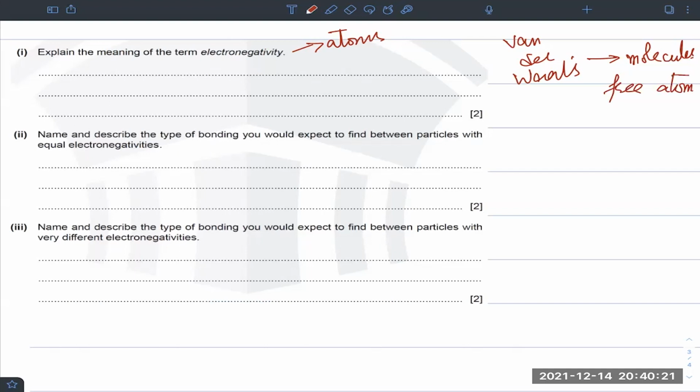Okay? So when 2 particles, so this particle is not molecule, it is atom. So read it or interpret it as an atom. So name and describe the type of bonding you would expect between atoms with equal electronegativities. But sir, you just wrote that van der Waals forces are also for free atoms.